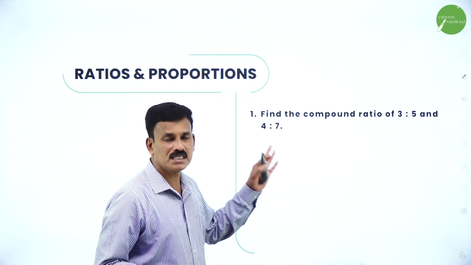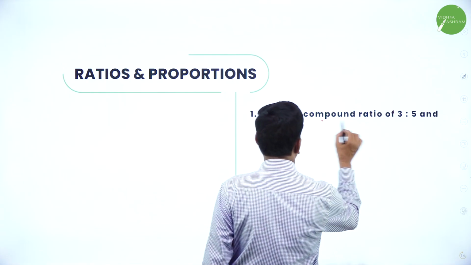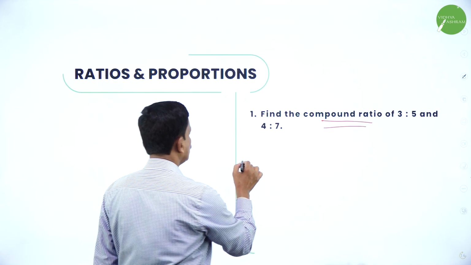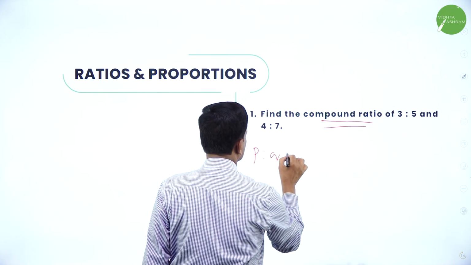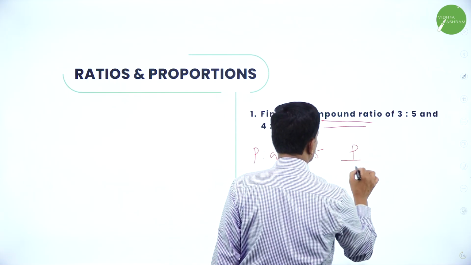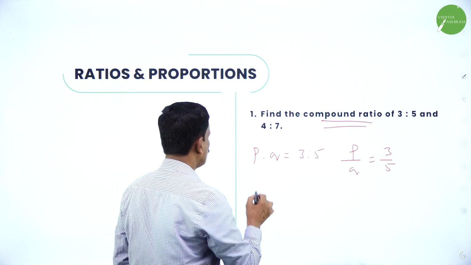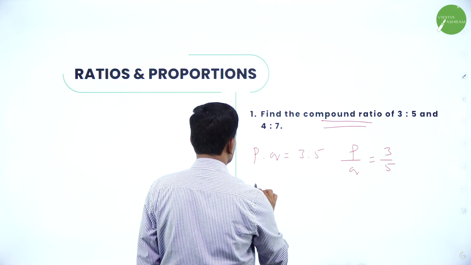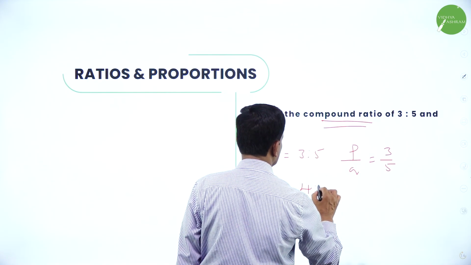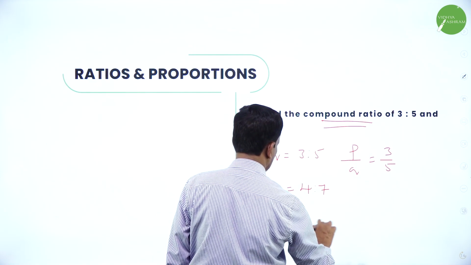Let us move on to example number 1. Find the compound ratio of 3:5 and 4:7. What is given? P:Q is equal to 3:5. Therefore, P by Q is equal to 3 by 5. Now, let us take one more, M:N, which is equal to 4:7. M by N is equal to 4 by 7.